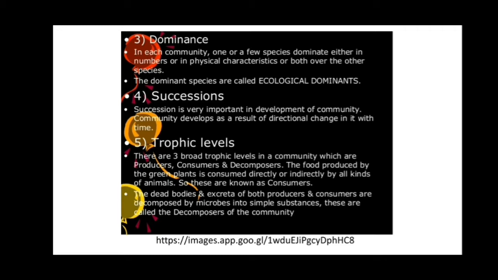Now the dominance. In each community, one or a few species dominate, either in number or in physical characteristic, or both, over other species. The dominant species are called ecological dominants. Those species that are dominant are known as dominant species.